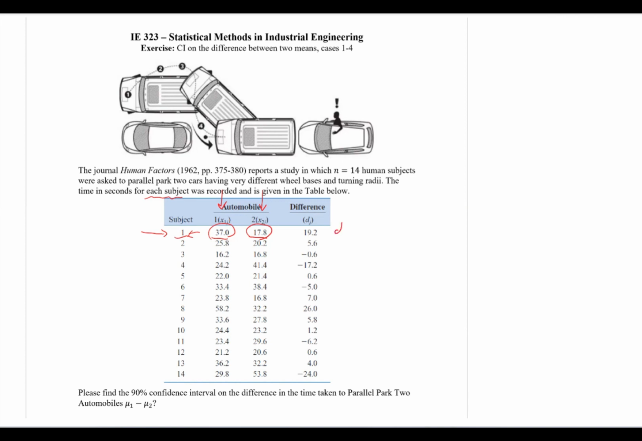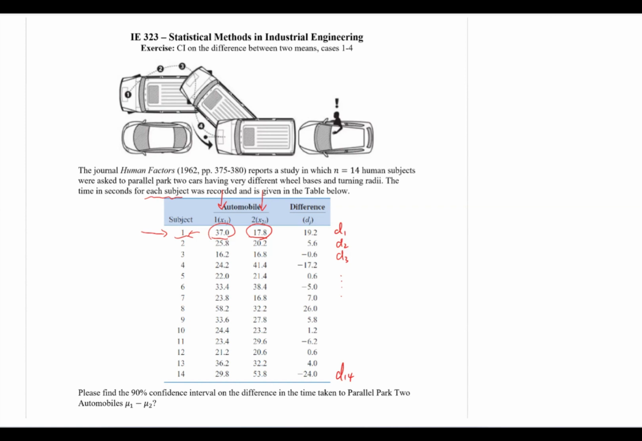So this is D1, this is D2, and this is D3 difference, and so on until D14. So the question is, please find a 90% confidence interval on the difference in the time taken to parallel park two automobiles, so mu1 minus mu2.